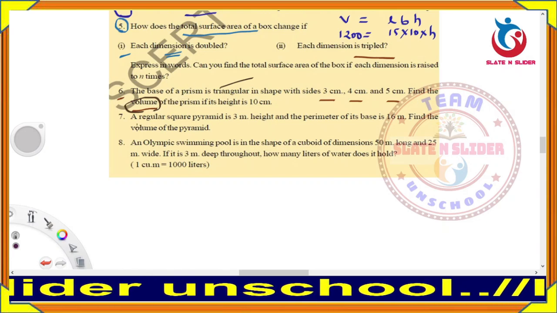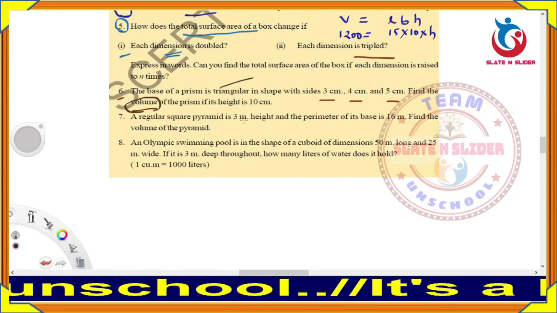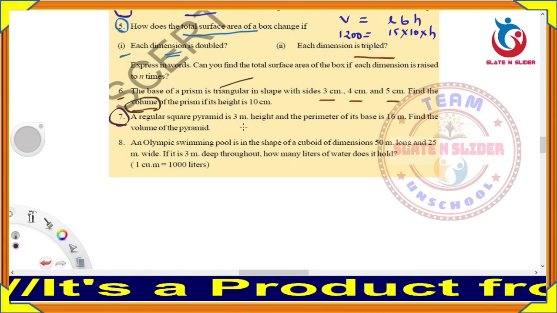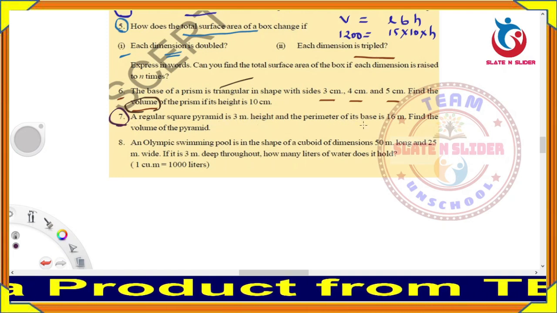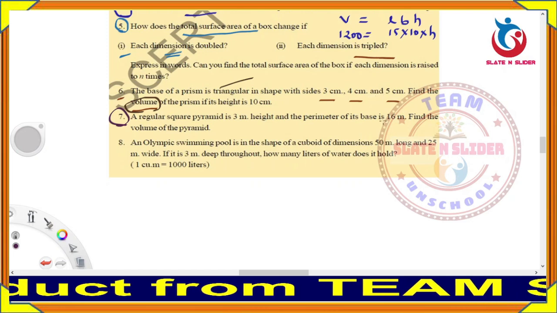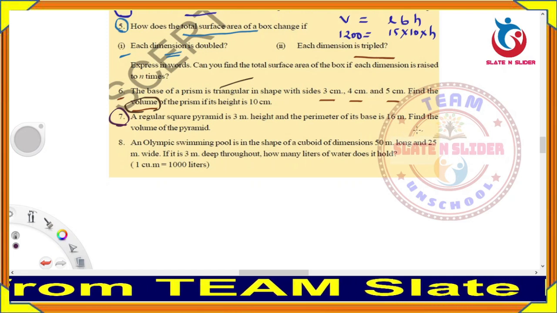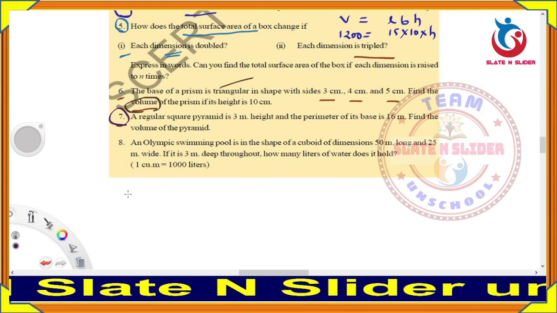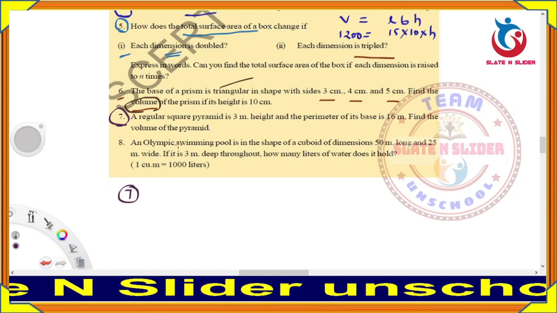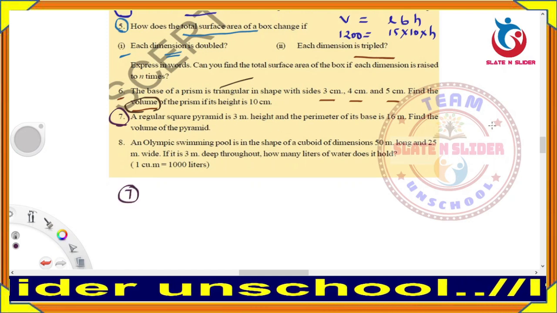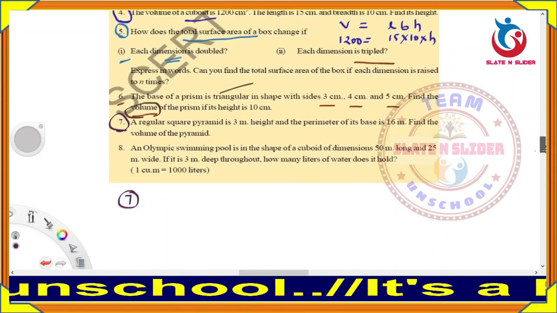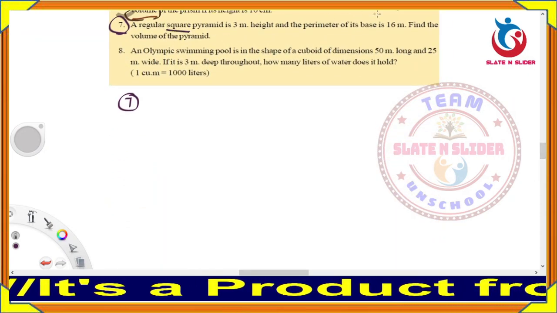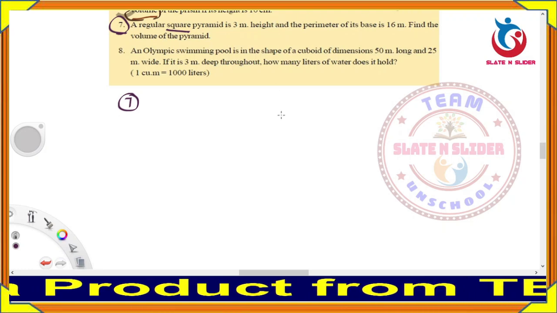And take the seventh one, a regular square pyramid. Actually this question is about the pyramid. A square pyramid is 3 meters in height and the perimeter of its base is 16 meters, and find the volume of the pyramid. So in this question, how to proceed? First we should draw the figure, a regular square pyramid. The base should be a square, because in the question itself it is given like that. So we should draw the square first.